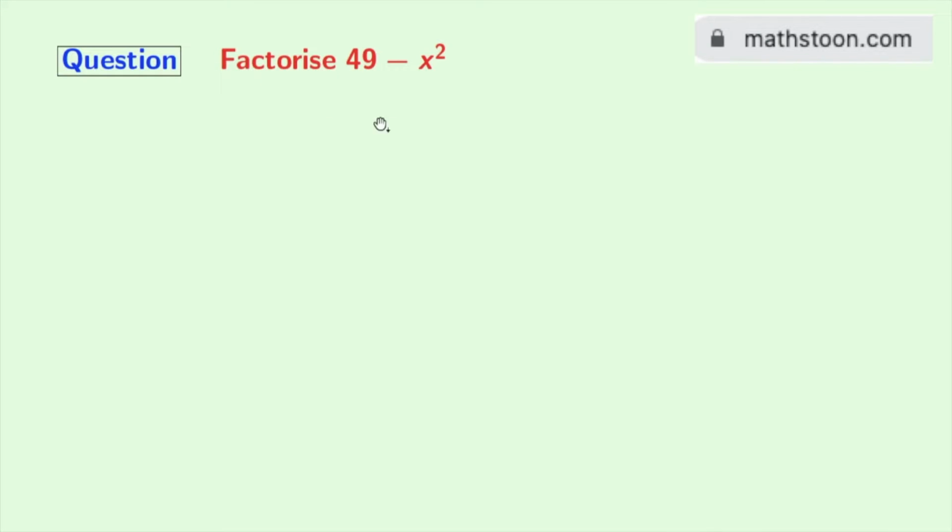Today we will learn to factorize the expression 49 minus x square.